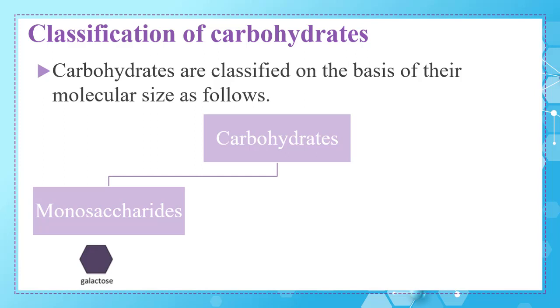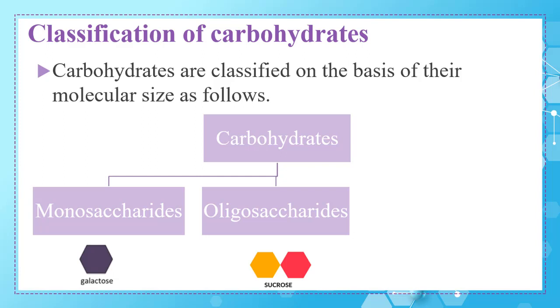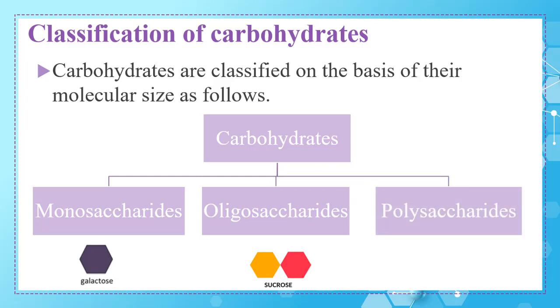So monosaccharides are the kind of carbohydrate made of only one unit. We have oligosaccharide. Oligo means from 2 or more than 2, from 2 to 10 units. If the carbohydrate contains 2 units, then it's called disaccharide. Finally, we have the polysaccharide. Poly means many. So it's the carbohydrate made of more than 10 units of sugar.